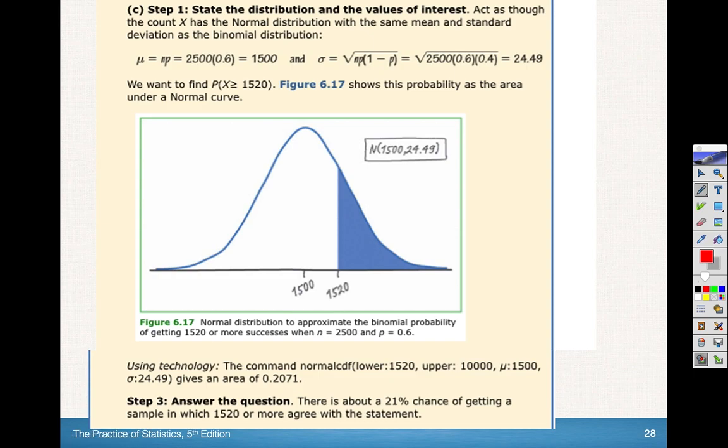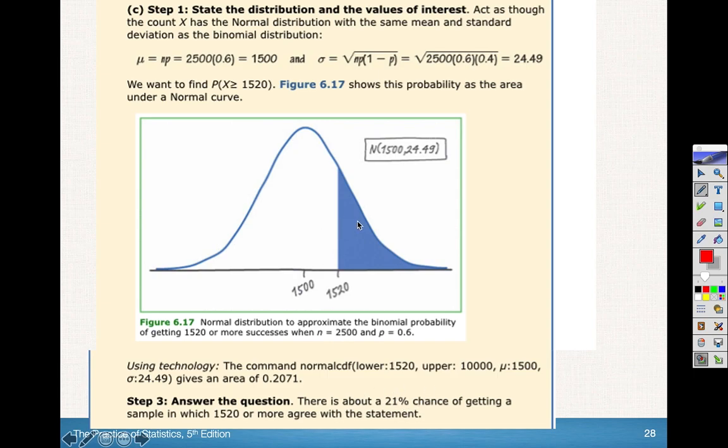Please remember, don't just say, oh, 0.2071. No, answer the question. What is the answer to the question? There is about a 21% chance of getting a sample with 1,520 or more that agree with the statement. That's what you found. You found the probability, if 60% would say yes, of getting a sample of 2,500 people and having 1,520 of them or more say yes is a 21% chance.